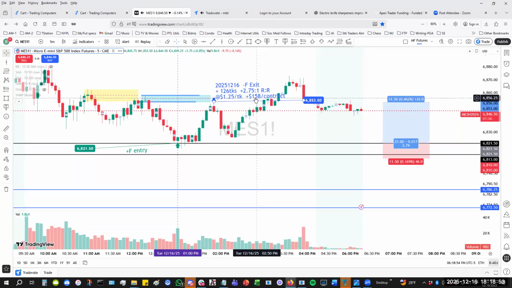So anyway, that's the supply and demand concept in a nutshell. I'll be bringing you some more of these trades as we go along.